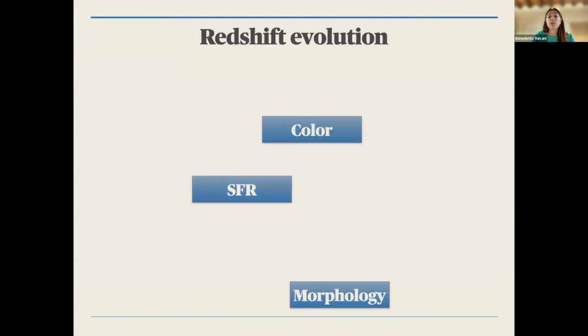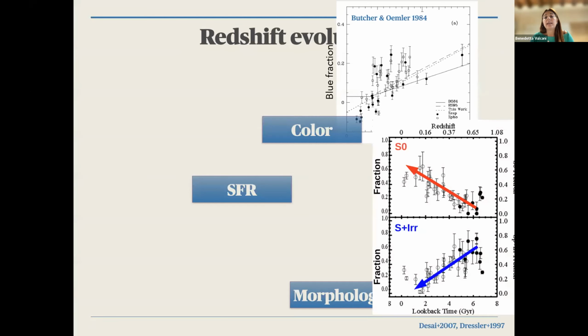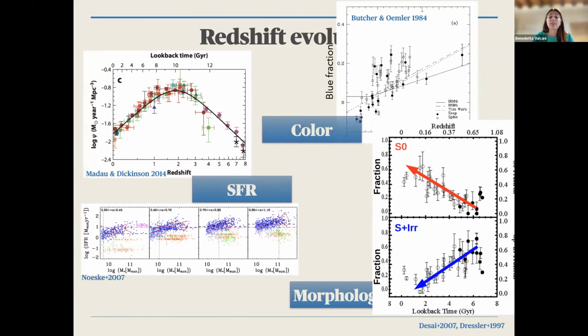And indeed, there are many studies that show a redshift evolution. One of the first is the so-called Butcher-Oemler effect, which shows that if we take the fraction of blue galaxies at high redshift and at low redshift, there were many more blue galaxies at high redshift than in the local universe, suggesting a transformation from blue to red. Similarly, looking at morphology, the fraction of S0 galaxies increases as we go from high to low redshift. This is balanced by the decrease of spiral and irregular galaxies from high to low redshift. This suggests that spiral galaxies tend to transform into S0 galaxies from high to low redshift.